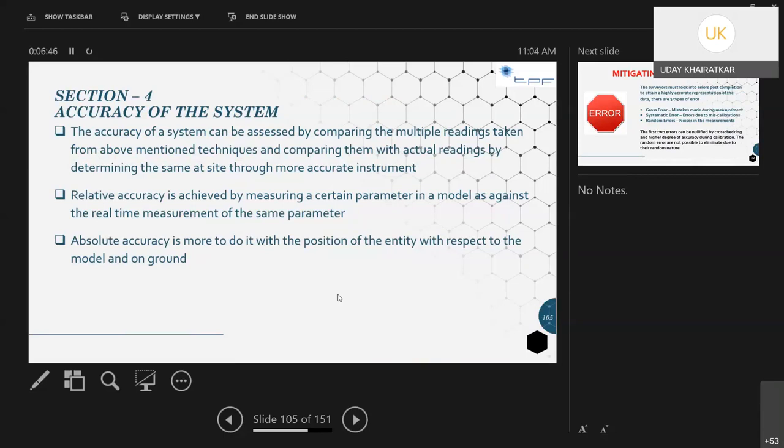Relative accuracy is achieved by measuring a certain parameter in a model as against the real-time measurement of the system. Absolute accuracy has more to do with the position of the entity with respect to the model and on the ground.